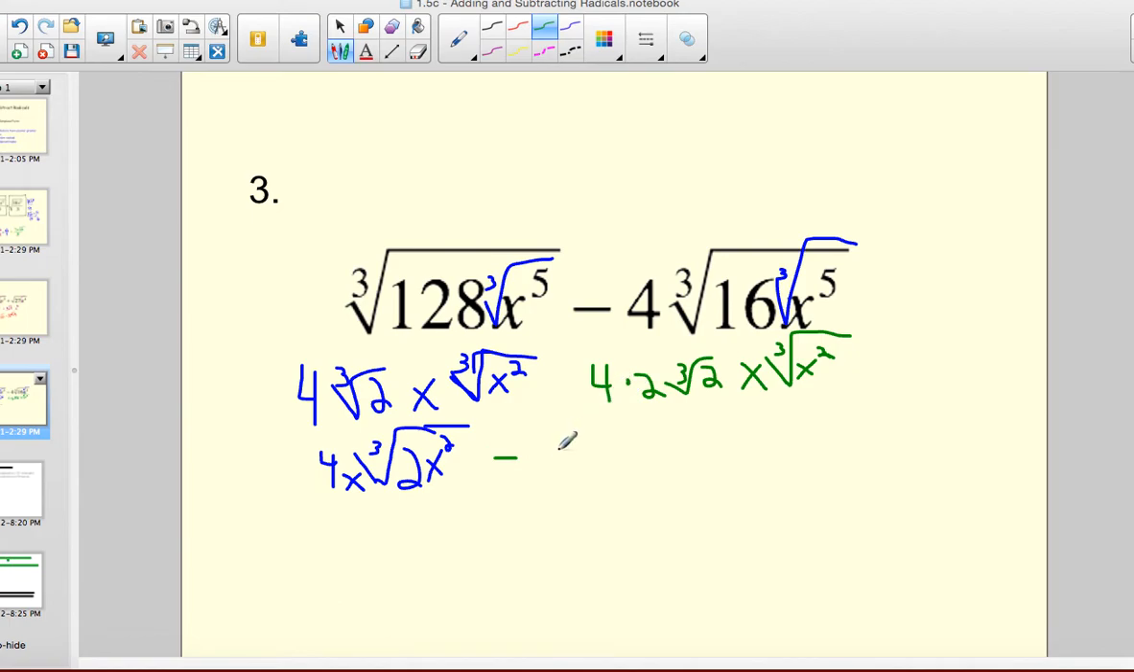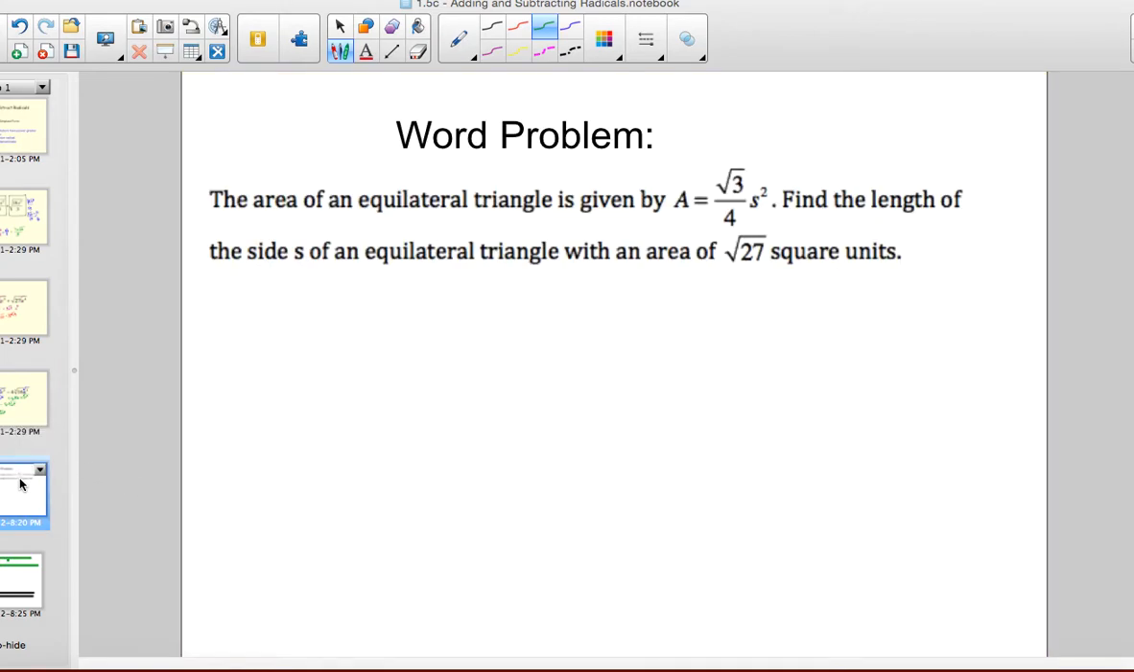So if we look at these, this is going to be 8x. 4 times 2 is 8, this x over here. And then we have third root 2x squared. So these are like terms, right? We have x third root 2x squared, x third root 2x squared, x third root 2x squared. So we can combine these. It's really just 4 minus 8. You get negative 4, negative 4x third root 2x squared. Just like that. So hopefully you got that.